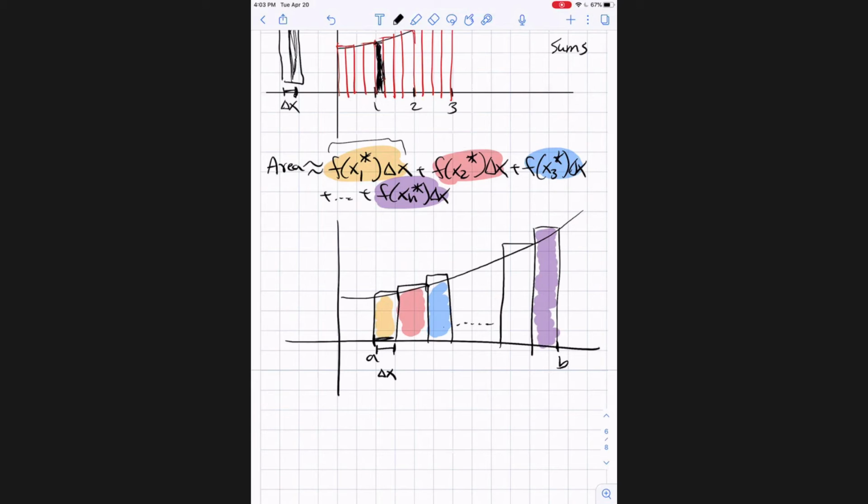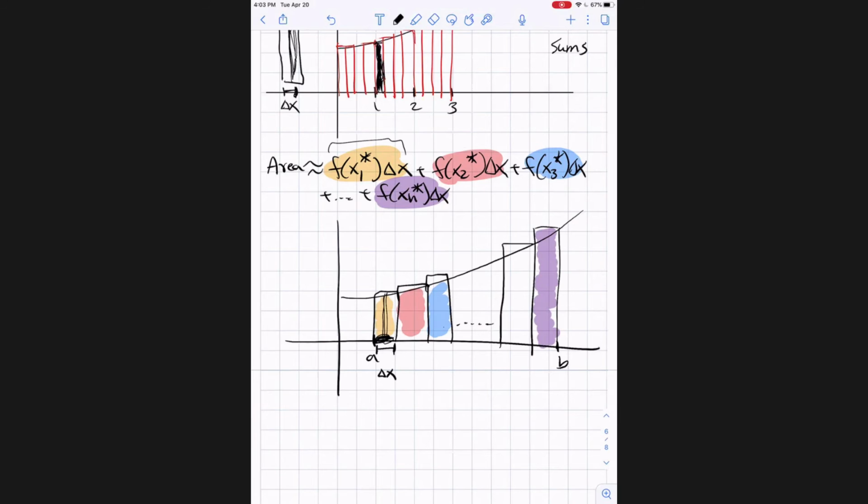This author likes to use the star, so I use it. You can just say f of x sub 1. So any x value you pick in here and you take the height of it. Now, does it really matter which height you pick? No, because they're all going to give you a different approximation, but they'll be close.